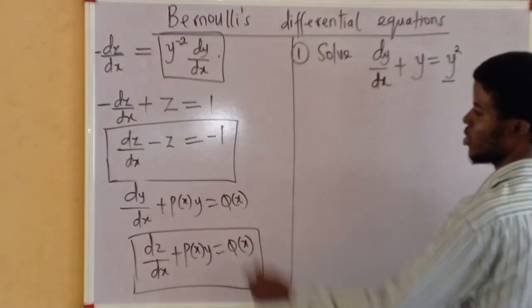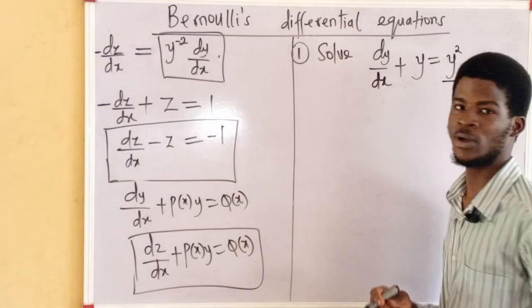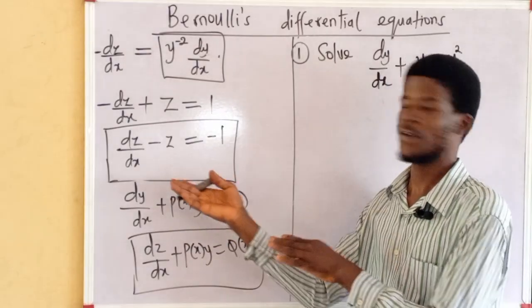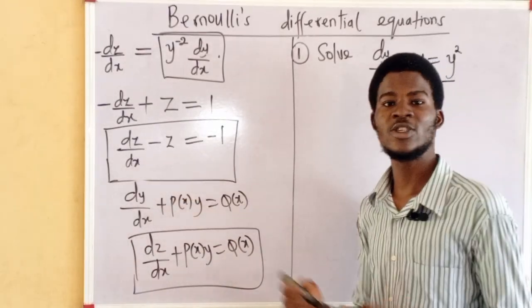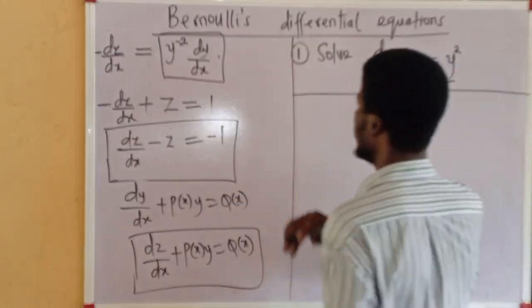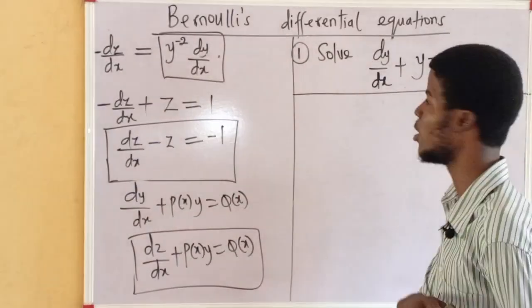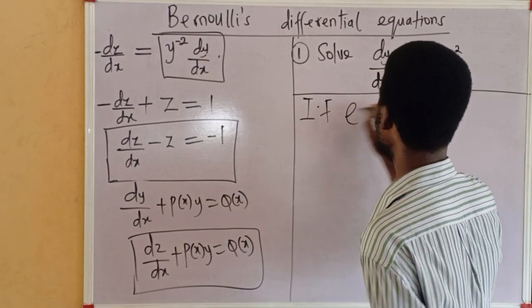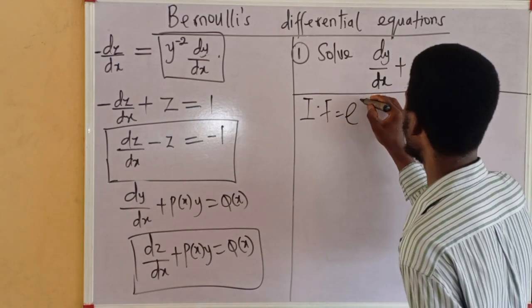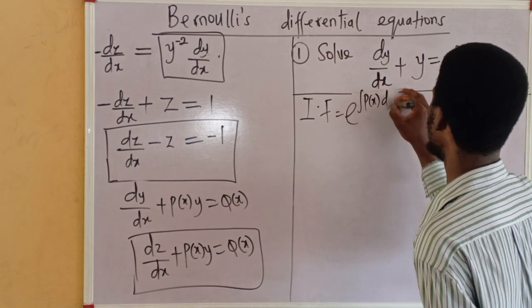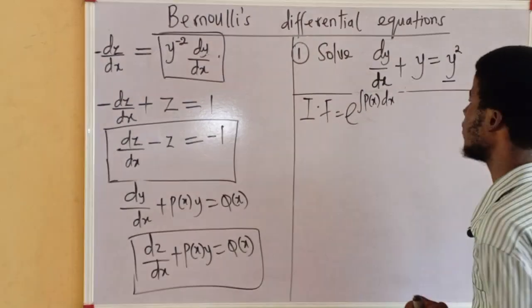Now, this is the equation we are solving. So for a linear differential equation, after the equation has been reduced to the standard form that we have now, the next thing is to determine the integrating factor. Okay, let's determine the integrating factor. And the integrating factor is e to the power of the integral of p of x dx.